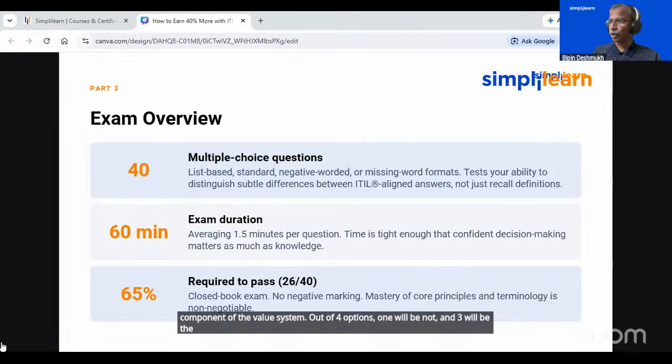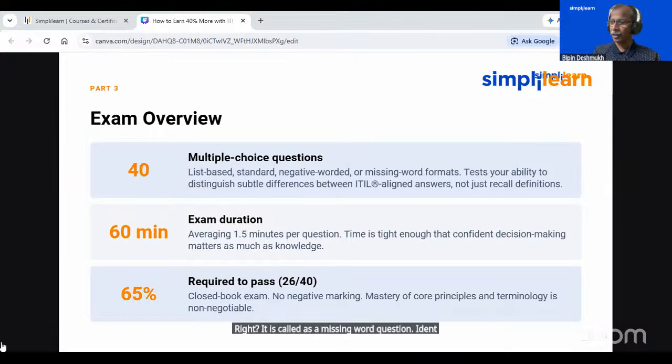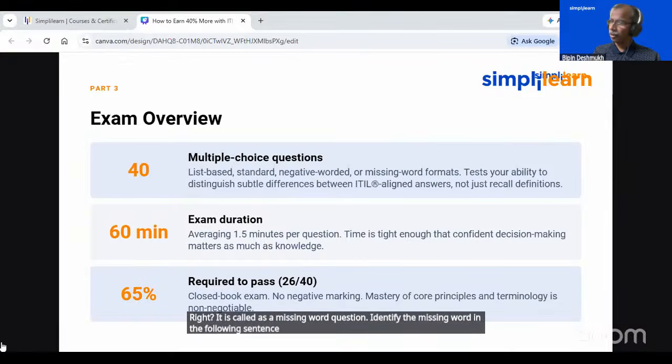Then there is a fill in the blank question, which is called a missing word question. It says, identify the missing word in the following sentence, and it puts a bracket and a question mark for the blank, gives the statement, and offers four options to fill that word. So that's the third type.